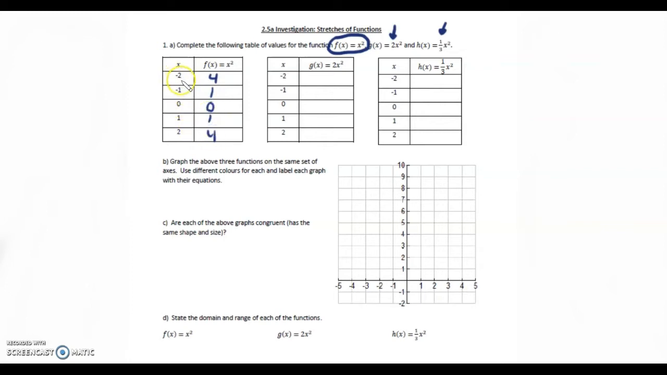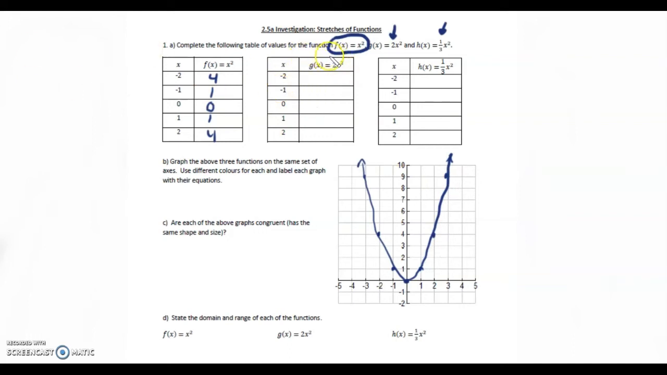We know it's going to go through (-2, 4), (-1, 1), (0, 0), (1, 1), (2, 4). So that's going to be our normal, our base function. I wanted to extend it to (3, 9). I know it goes through (3, 9) and (-3, 9), just so that when we draw the other two, it's a little bit more accurate.